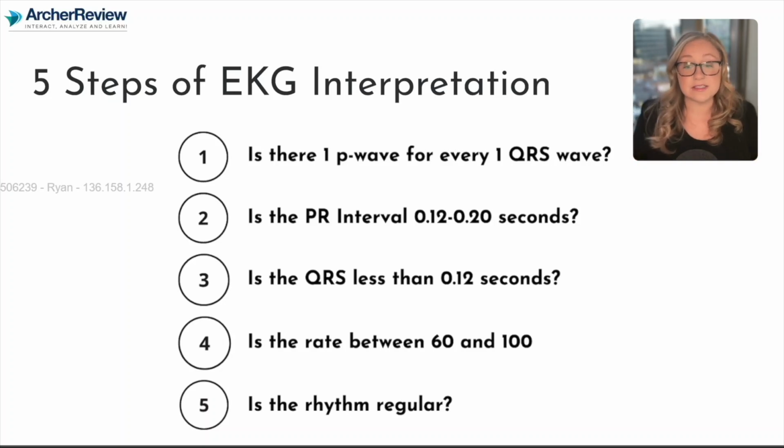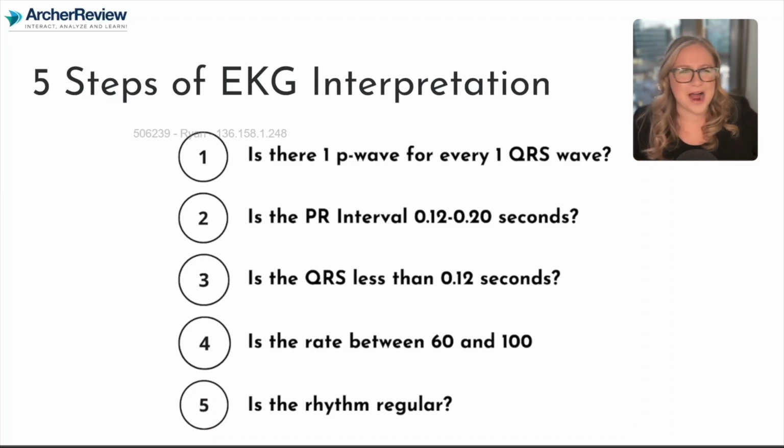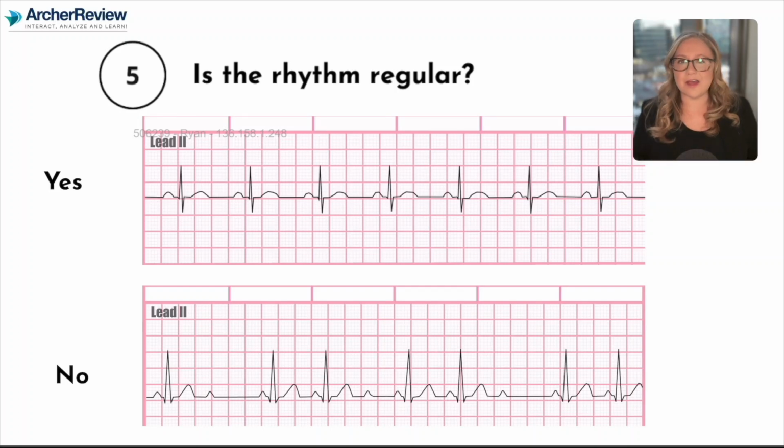Last but not least, we have to determine if the heart rhythm is regular. Now, what exactly do I mean by regular? I mean that all these QRS complexes are marching out to a steady beat. If this was a song, the rhythm would be regular. You would hear a steady, even beat. You wouldn't hear 1, 2, 3, 4, 5, 6, 7. You're going to hear 1, 2, 3, 4.